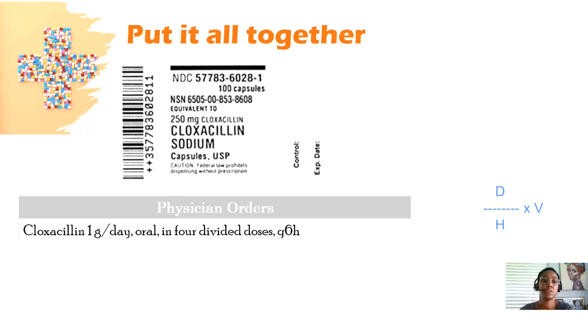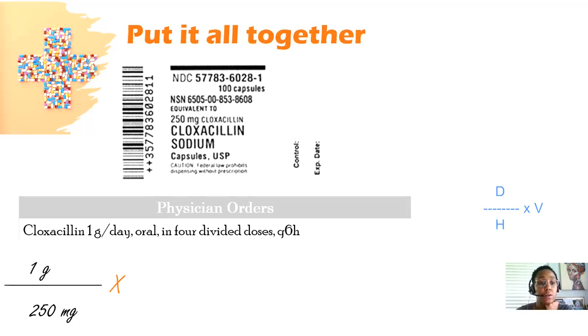I want you to notice our medication label. The medication comes in 250 milligrams, but the doctor ordered in grams. So we have 2 different units. So we're definitely going to be using our conversion factor. Okay, so we have 1 gram, which is our desired dose, our desired order, and our on hand is 250 milligrams. So for this, you're going to have to convert grams to milligrams or milligrams to grams. Okay, I would convert it to milligrams because that's what your medication is available in.